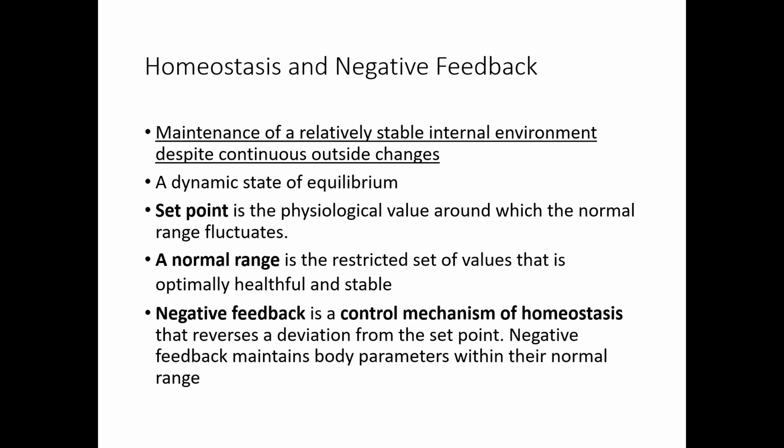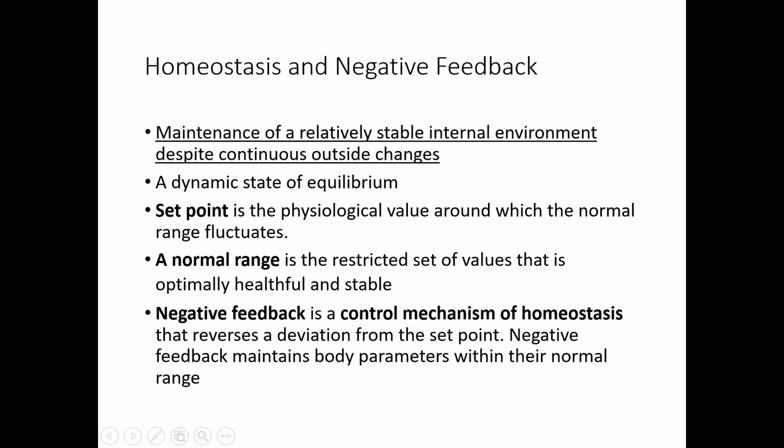Negative feedback is a control mechanism of homeostasis that reverses a deviation from the set point. What does that mean? Sometimes our normal range is broken. Our temperature can go too high, our heart rate can go too high, our blood sugar level can go too high or too low, but our body usually is capable of returning all those parameters back to the normal range. So negative feedback is a mechanism that maintains body parameters within their normal range.